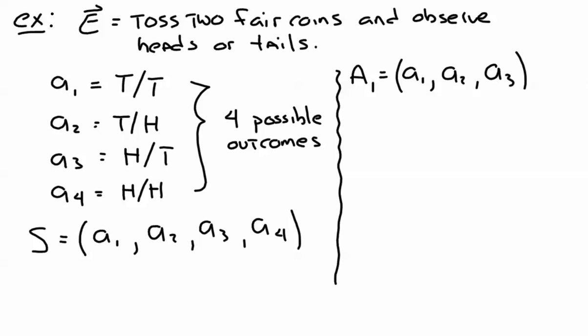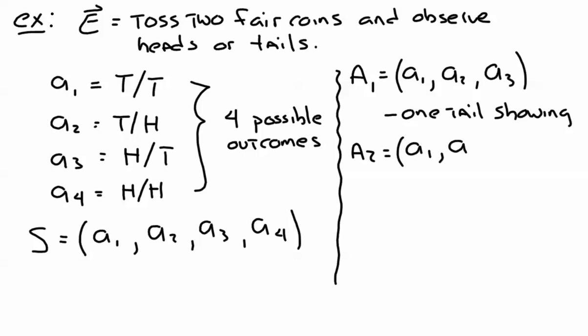This is the event that there is at least one tail up. One tail up, one tail showing. We might have another event, A2, which might include outcomes A1 and A4. This is the event that both coins show the same side.